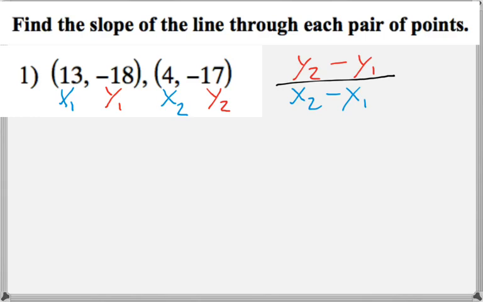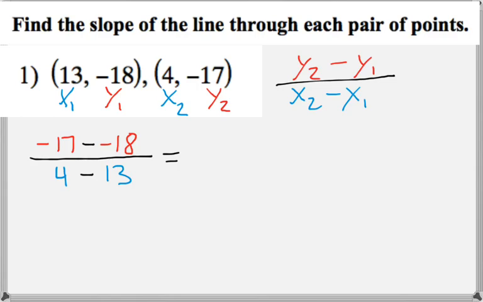So my y2 was negative 17, and then we're going to subtract, because that's what my formula calls for, my y1, which is a negative 18. And then we need to do the same for our x values. So our formula calls for x2, which was 4, and then we're going to subtract our x1, which was 13. So now we can go ahead and do the calculations.